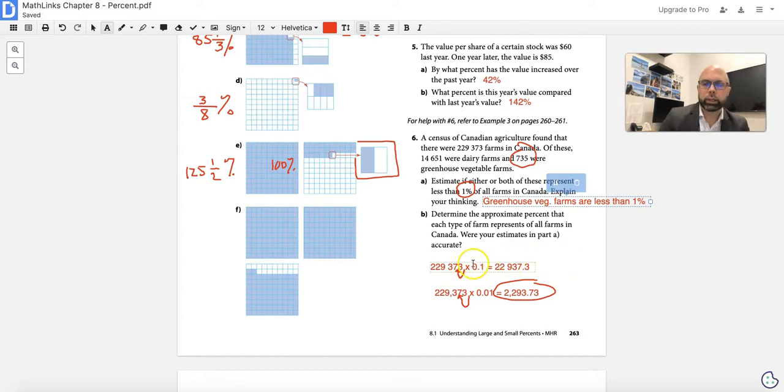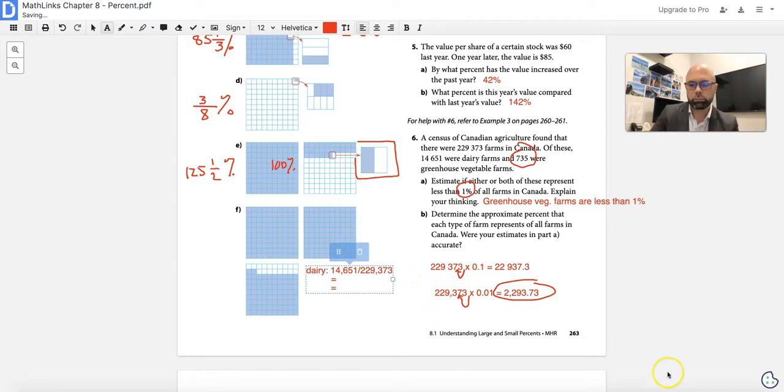Okay. So here's what I would do. Dairy is going to be, I'll show you all my work, 14,651 divided by 229,373 equals, oops, that's going to give us a decimal answer, and then that's going to give us a percentage.